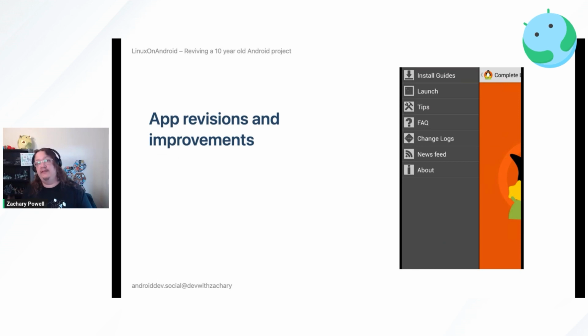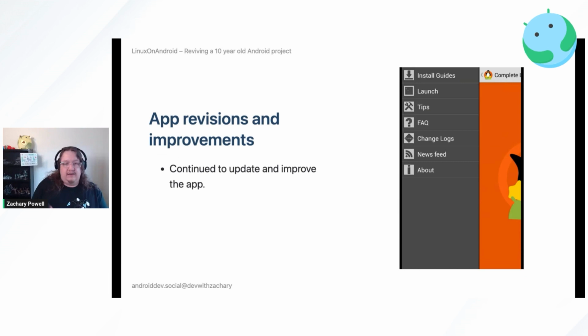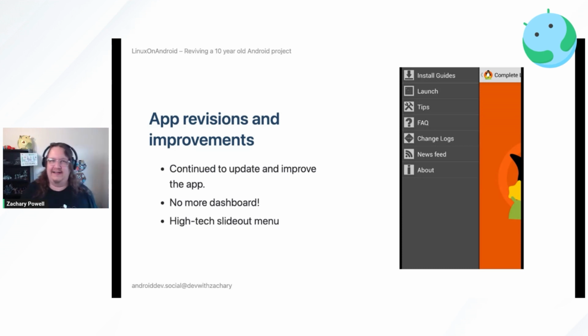We should keep going with this. And so the app went through lots of revisions, lots of improvements. We continued to update the app. We continued to automate more of the process to make it easier for people to get Linux running on their device. Importantly, with this screenshot, you'll see we got rid of the dashboard. No more dashboard UI. It was all about those high-tech slide-out menus, those swish animations and everything else that came in that era of circa 2012 Android development.